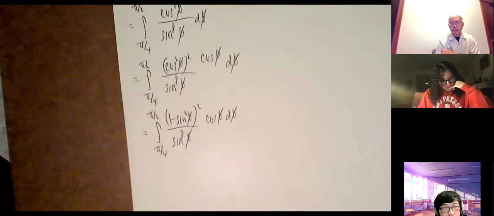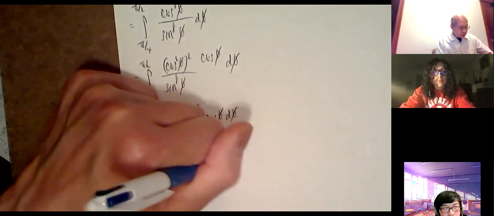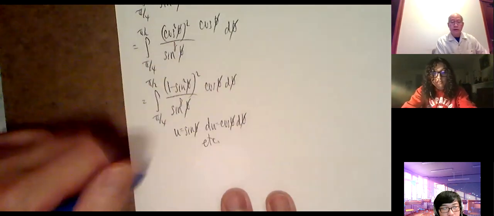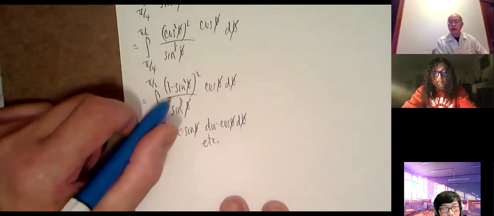Okay, then you just do a u substitution. u equals sine phi. du is cosine phi d phi. Okay, and I see we're just about out of time, but I'll just have to say et cetera for that. But that's the idea of getting it to work in this situation.